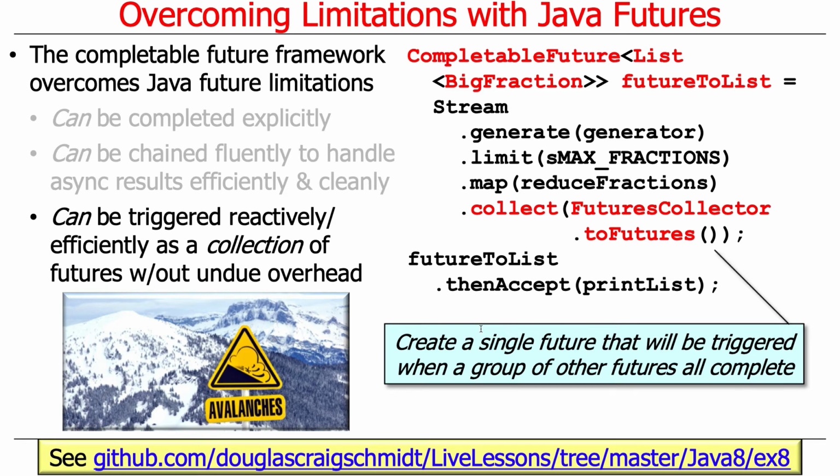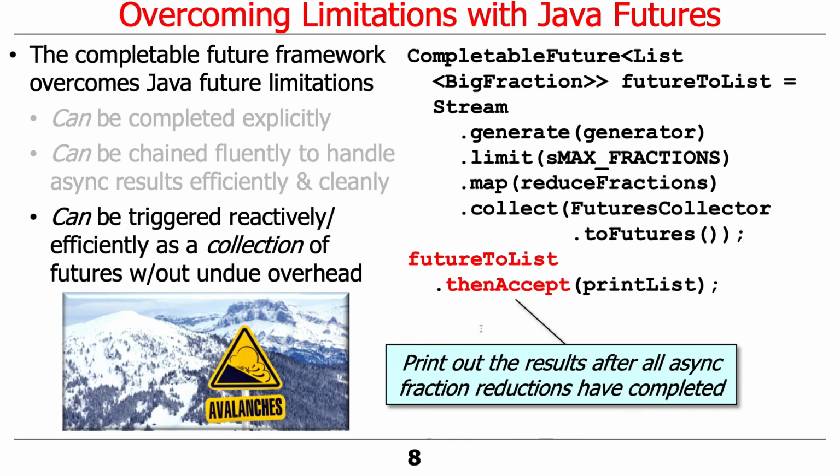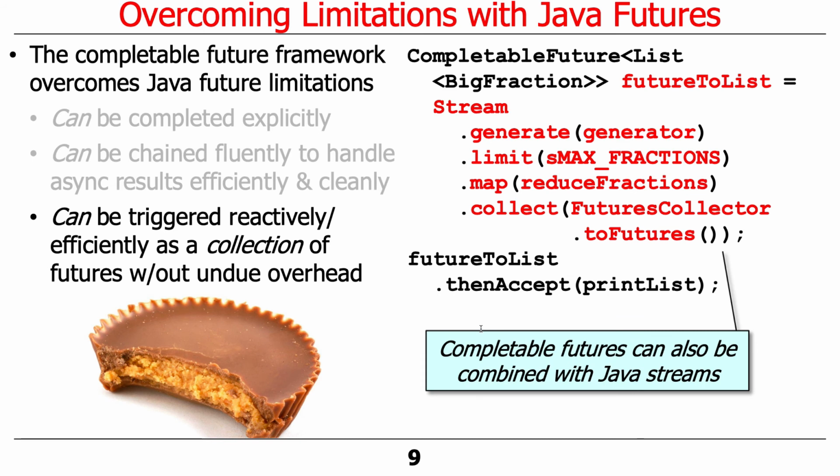It's really super cool. So in this case, we're going to go ahead and collect all the results. We get a single completable future to a list of results. When all those things finish running in the background, then we go ahead and print the results, but only after everything else is done. So we have a single future that's triggered when everything else finishes running asynchronously. So that's really super cool.